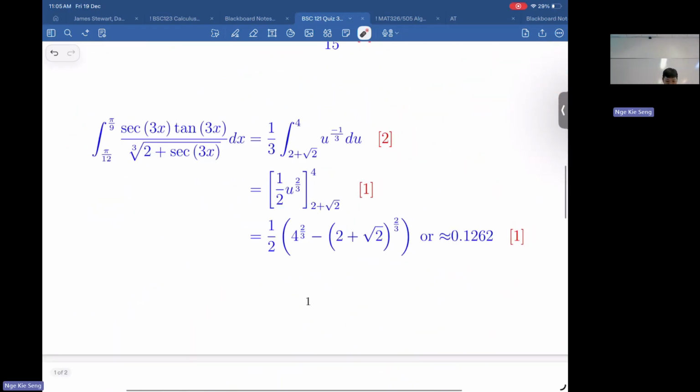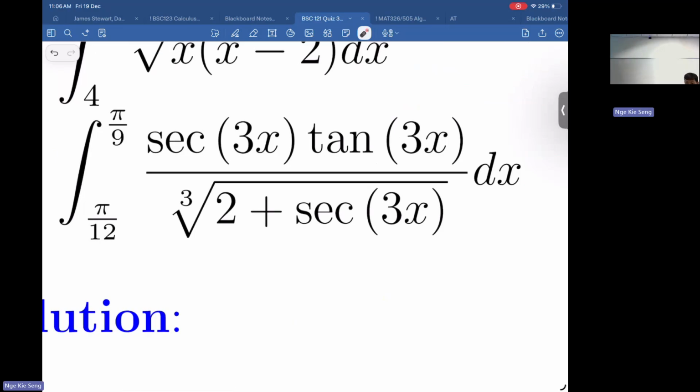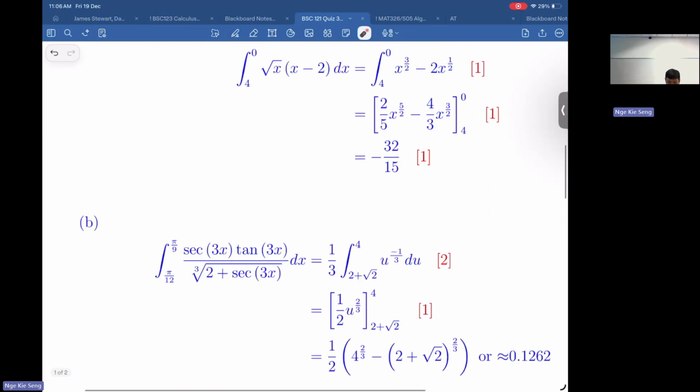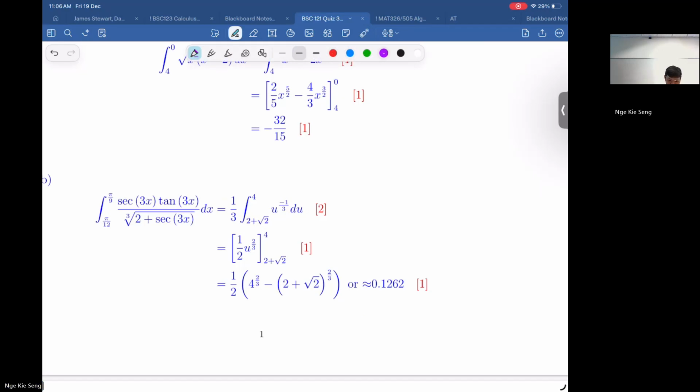And then the second one maybe is harder because it's about trigonometric functions here. But I guess most of you realized that you just set your u to be the substitution. What's your substitution? You're going to do u equals 2 plus secant 3x, is it? Okay, you realize that this will work. Correct. Because just now we said that the derivative of secant x is secant x times tangent x.